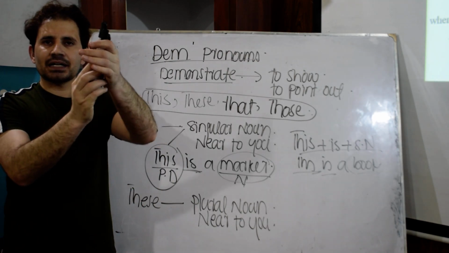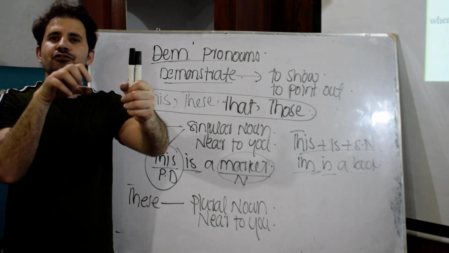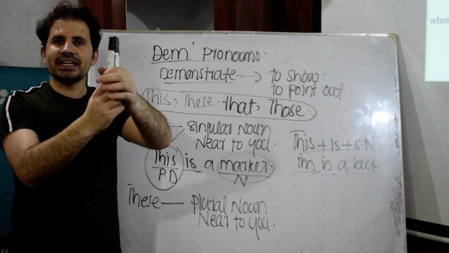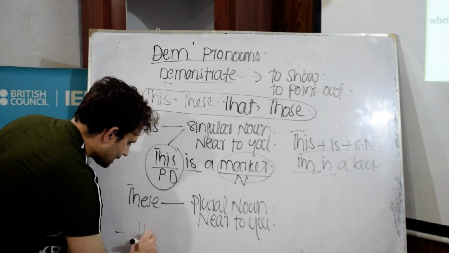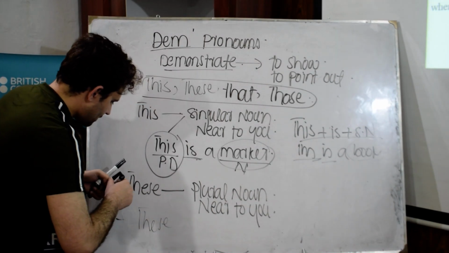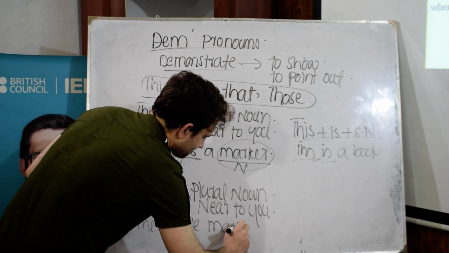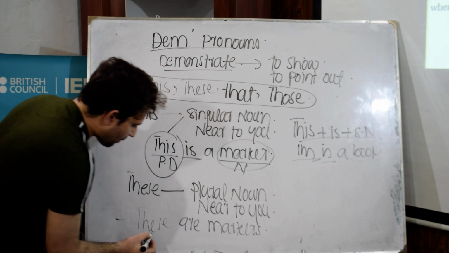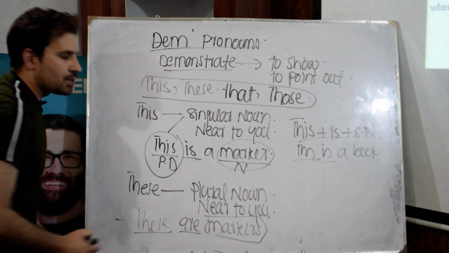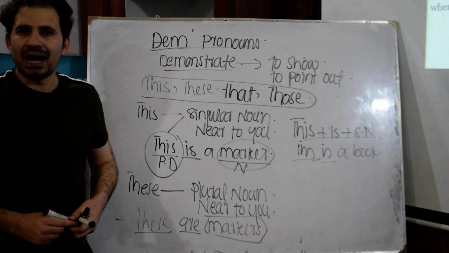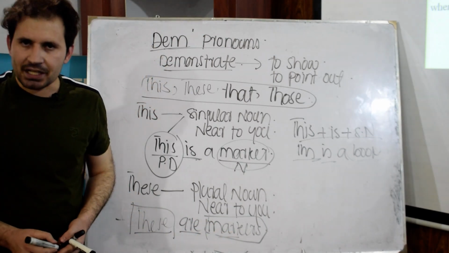I have got 3 markers and I want to show them, so I need to use a demonstrative pronoun. For plural, I have to use these. How can I say? These are markers. So after these I use are, and my noun should be in plural form. These are markers.